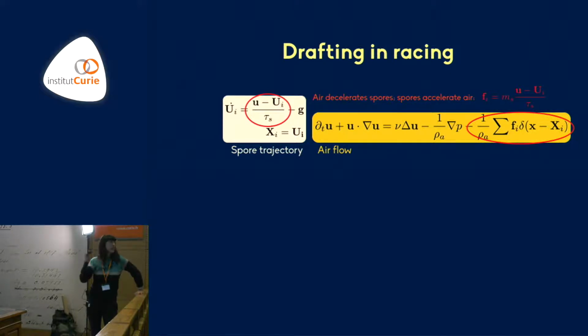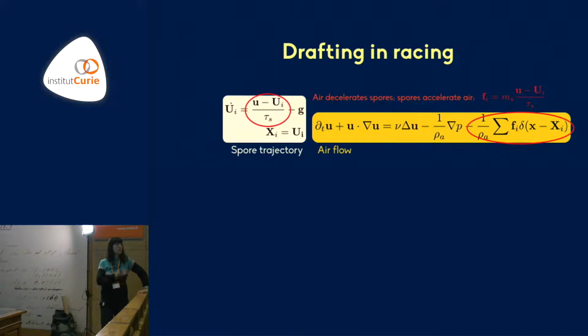It adjusts to the velocity of the air in a time scale tau, which we already talked about. This is the Stokes time scale, tau_s. So if there was no velocity of the fluid, it would decelerate to rest in a time scale tau_s. Now it adjusts to u instead of 0. Then there is gravity, and this is the position of the spore, velocity, position. These are the Navier-Stokes equations, the equations that dictate how the air moves.